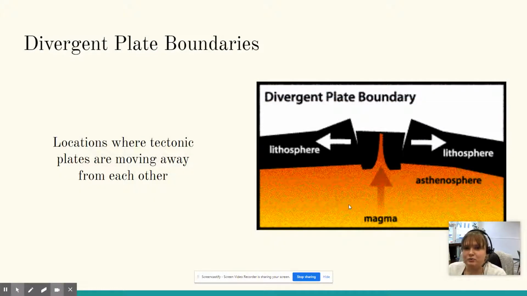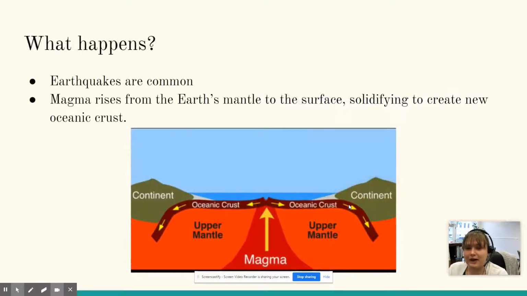So we know divergent plate boundaries are locations where tectonic plates are moving away from each other. I chose this graphic specifically, and we are going to get into that a little more. But essentially, to break it down to bare bones, at divergent plate boundaries, tectonic plates move away from each other and magma pushes up. What happens at those points is that earthquakes are very common and magma rises from the Earth's mantle to the surface, solidifying to create new oceanic crust.